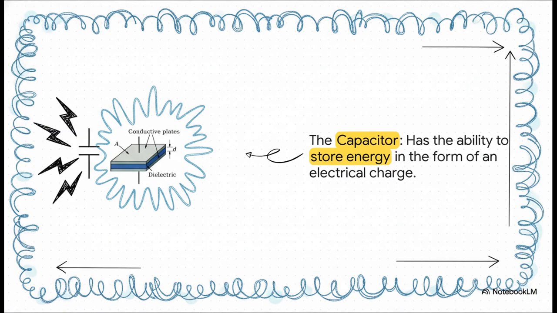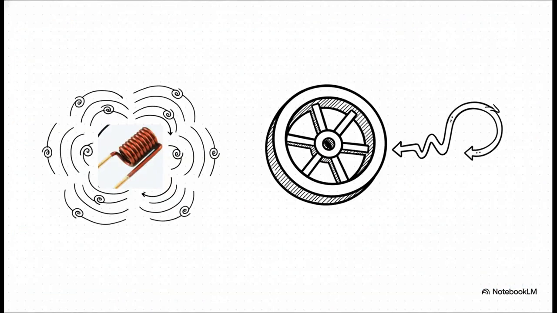Next up, we've got the capacitor. Now you can basically think of this as a tiny, tiny battery that charges and discharges incredibly fast, almost instantly. It sucks up energy and holds onto it in an electric field, and then it can release it in a flash. And that ability to soak up and release energy is going to be super important for smoothing things out later on. You'll see.